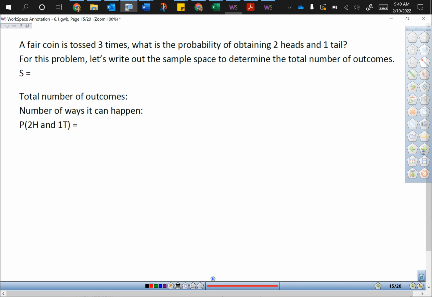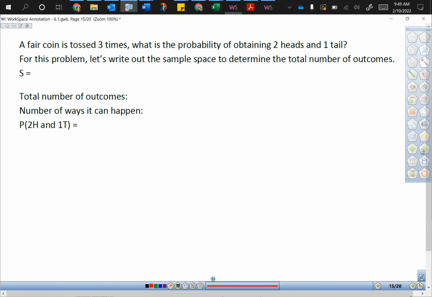A fair coin is tossed 3 times. What is the probability of obtaining 2 heads and 1 tail? For this problem, let's write out the sample space to determine the total number of outcomes. If you forgot what the sample space was, you can go back to the front page. A sample space is the set of possible results of an experiment. So the sample space of throwing a die was 1, 2, 3, 4, 5, 6. So we want the sample space of tossing a fair coin 3 times.